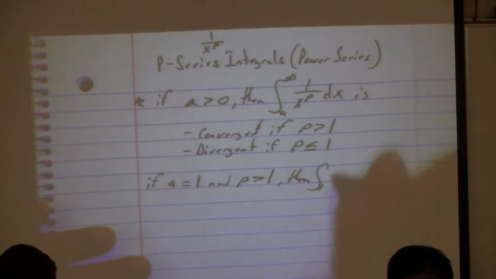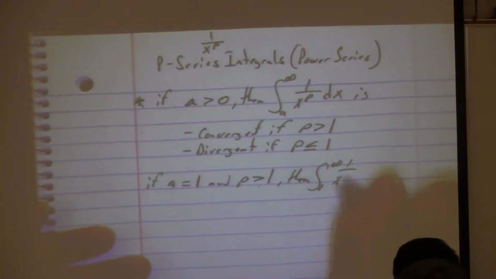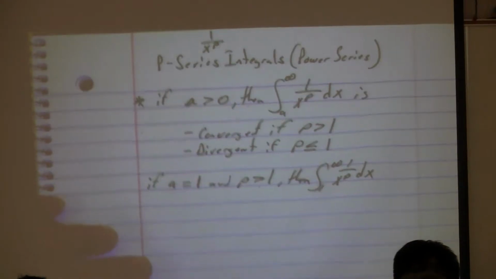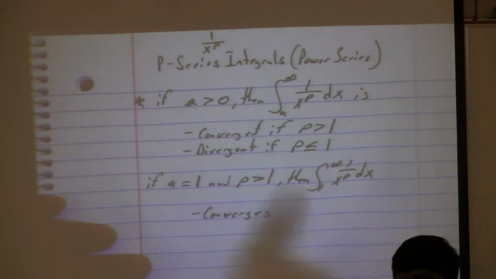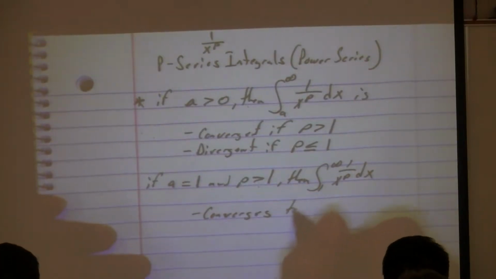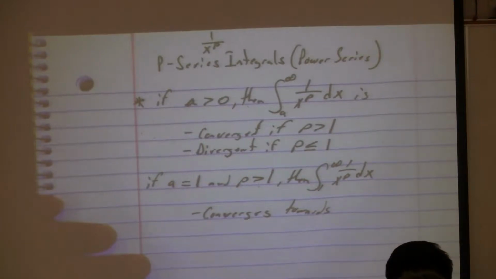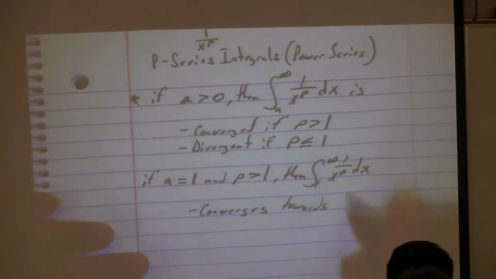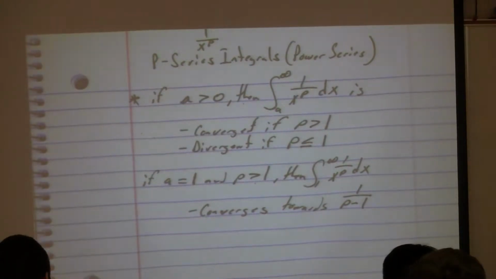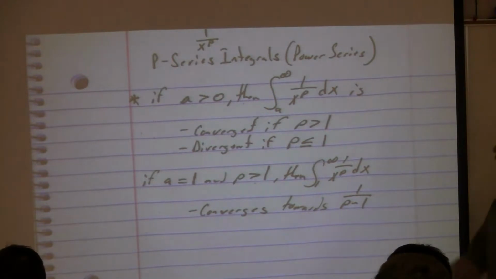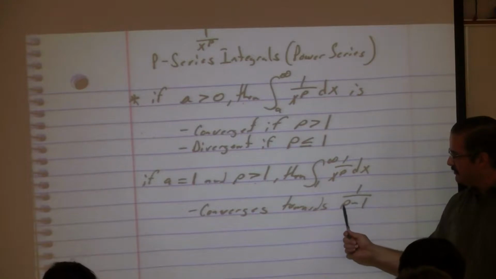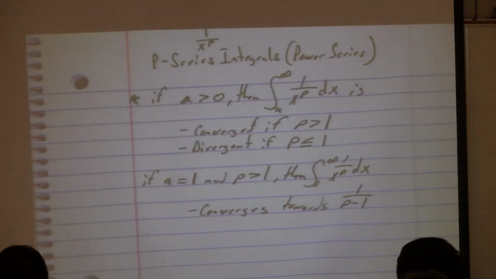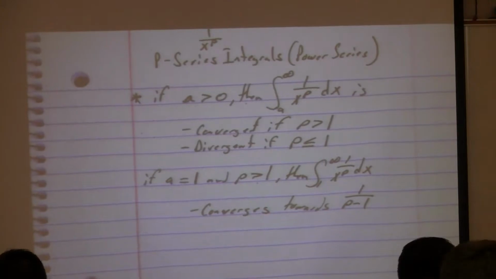Then we can say the integral from 1 to infinity of 1 over x to the p dx not only converges, because it satisfies this, but converges towards a specific number, and we can find that number by doing 1 over p minus 1. So if I only know the power when I'm starting, I know what the answer is going to be by doing 1 over p minus 1. So let's go back and see if it works.